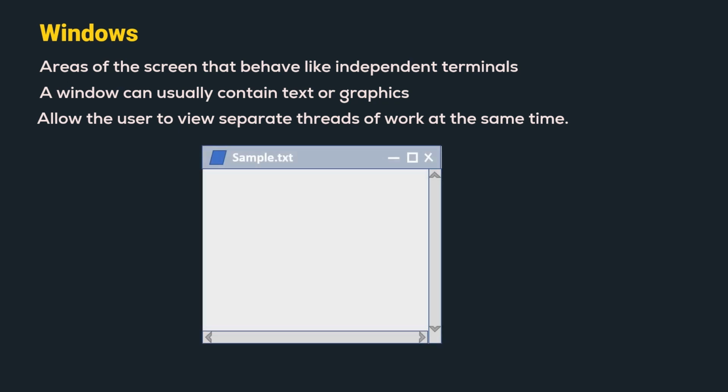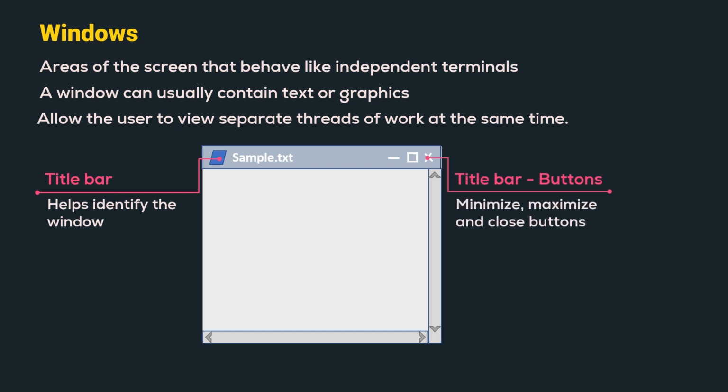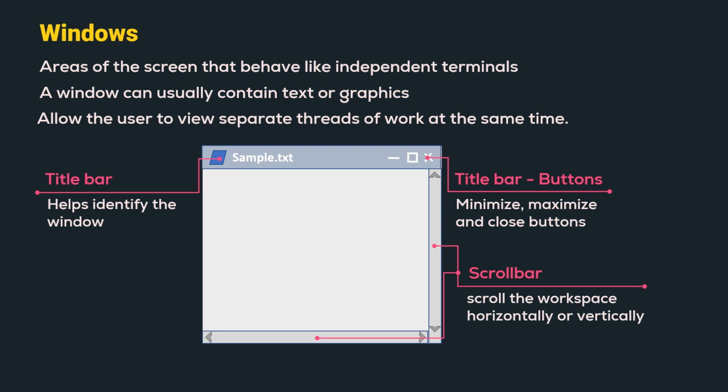There are various elements associated with the window that increase their usefulness, which are the title bar, which helps us to identify the window, the buttons on the title bar, which help us to minimize, maximize and close the window, and the scroll bars, which enable horizontal and vertical scrolling of the workspace.